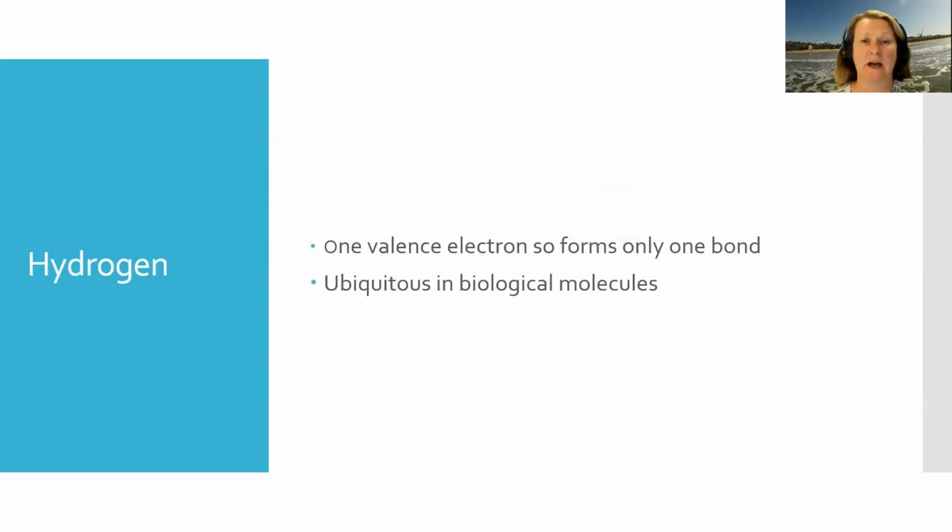Next is hydrogen. Hydrogen has only one valence electron and it forms only one bond. It's ubiquitous, which means it's all over the place in biological molecules. In fact, hydrogen is so ubiquitous that often in structures, they don't draw it in. If there's nothing there and you need to have an extra bond, you can safely assume the extra bond is hydrogen. It's just not drawn in because you don't want to draw in 38 hydrogen atoms.